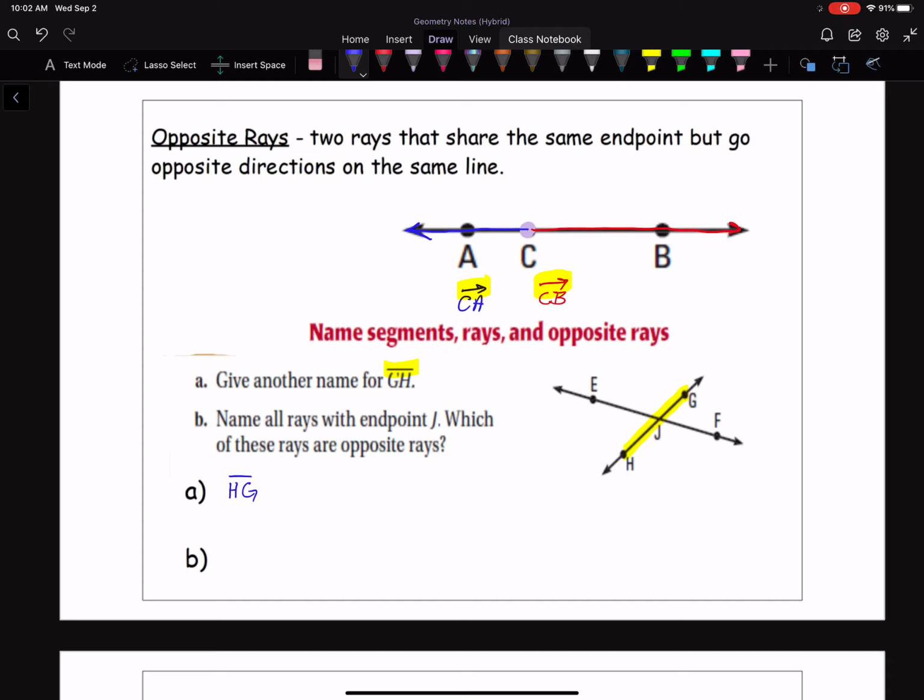Part B, name all the rays with endpoint J. So that means we're starting at J. Let's make some rays here. So let's start by going to the left. We have ray JE. J is my endpoint, so it comes first. E with an arrow. Boom, there's 1. We have JG. Again, make sure we get those symbols correct. We have JF. And we also have JH. There you go.